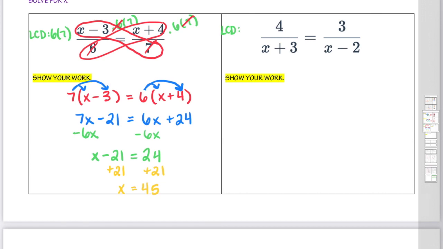So if I want to be able to cancel them out when I multiply by the LCD, I'm going to need to multiply by x plus 3 and x minus 2. So my LCD has to be x plus 3 times x minus 2. Again, if I only multiplied by x plus 3 on both sides, I would not cancel the x minus 2. If I only multiplied by x minus 2 on both sides, I would not cancel the x plus 3. So you have to multiply by both.